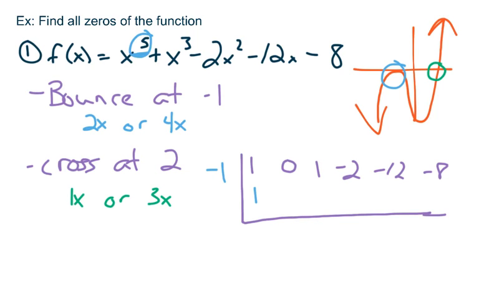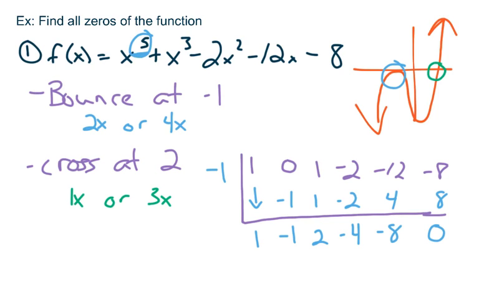So we'll scroll down here. That becomes a 1. 1 times -1 is -1. 0 plus -1 is -1 again. -1 times -1 is +1. Whoops, that's in the wrong spot. 1 plus 1 is 2. 2 times -1 is -2. -2 plus -2 is -4. -4 times -1 is +4. -12 plus 4 is -8. Times -1 is +8. And we get a 0 in the end. So that's a good thing.